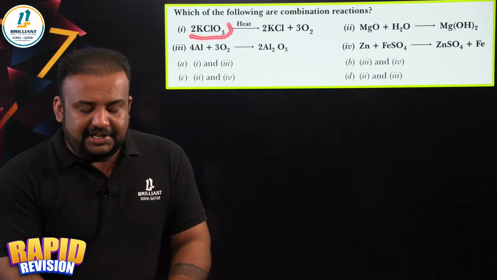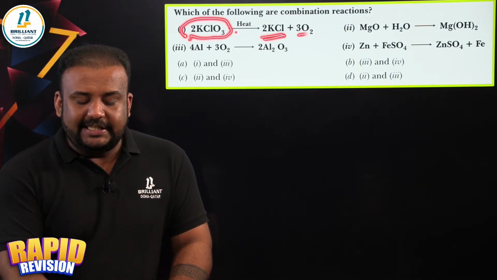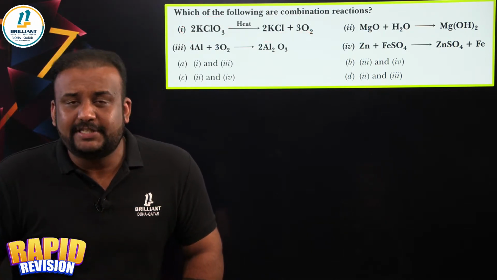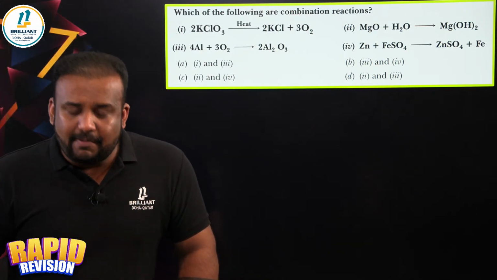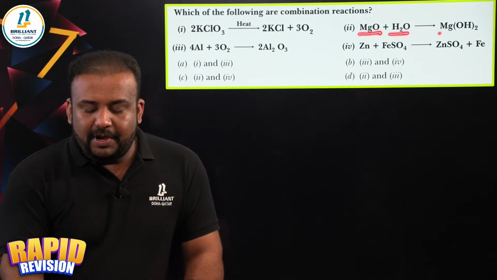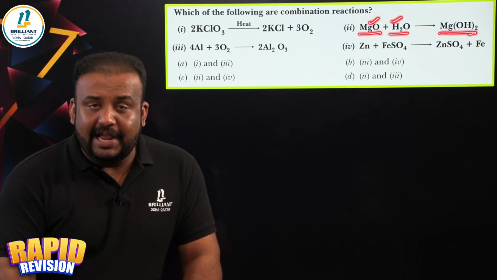KClO3 is potassium chlorate. When potassium chlorate is heated and it is becoming KCl and O2, this is an example for decomposition. Yes or no? One reactant breaks down into two or more products. That is decomposition. So this is not combination. Now MgO plus H2O gives Mg(OH)2. That is combination, because two things combine to form one.